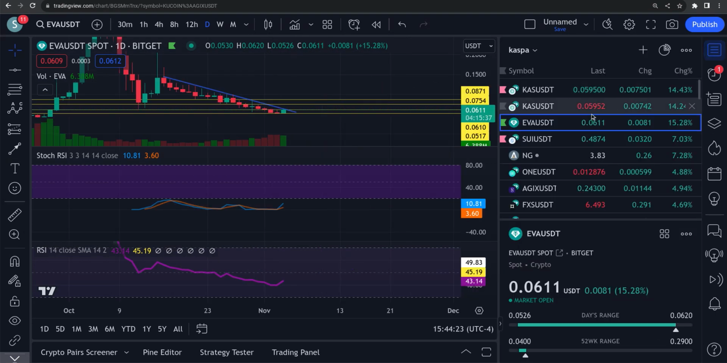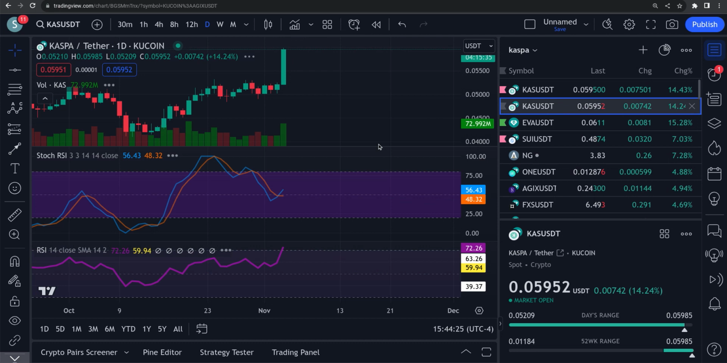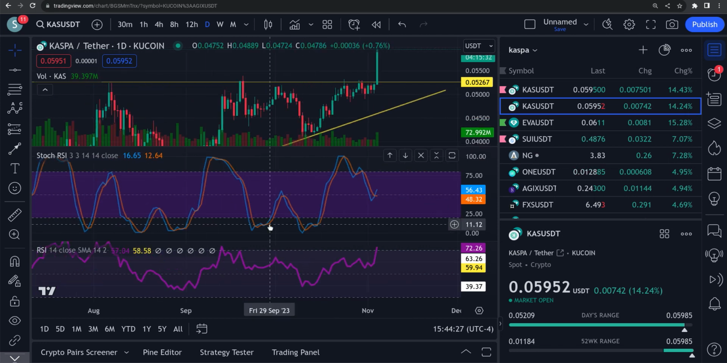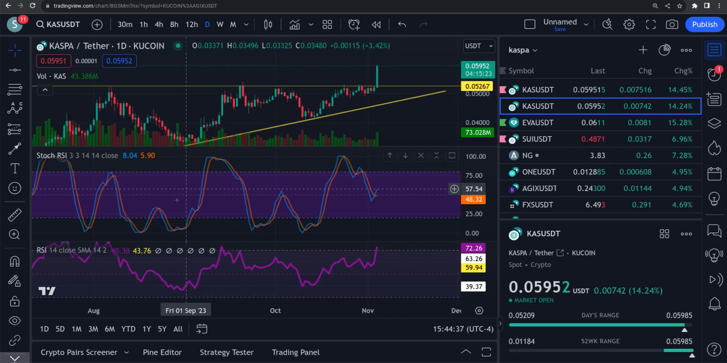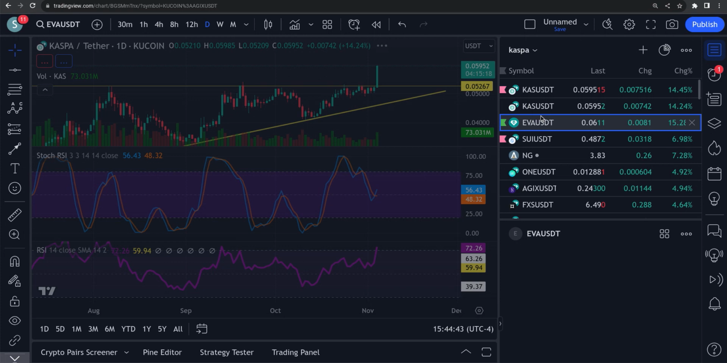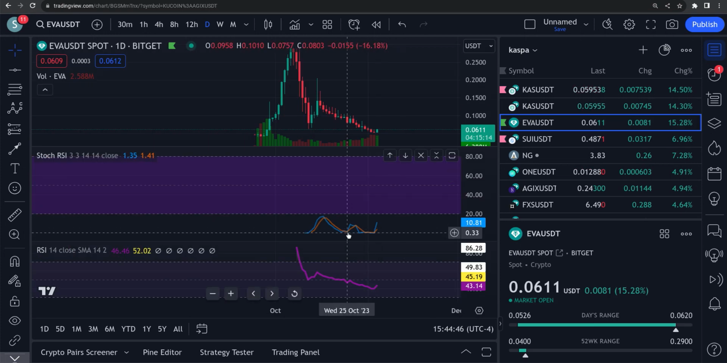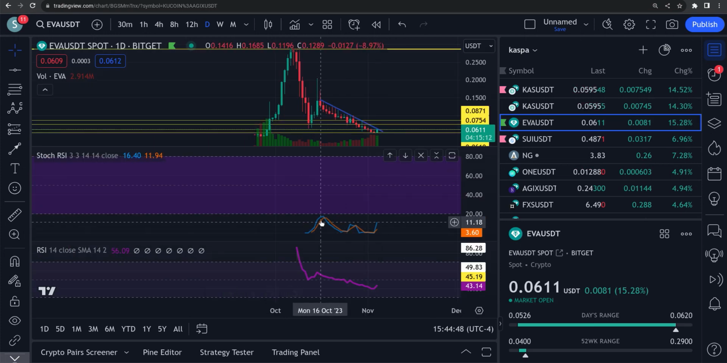Now let's go to Kaspa. Let's see how a regular RSI reacts when it's oversold. Price action should push up. Oversold, price action pushes up. Oversold down here, price action pushes up. That's the way an RSI works. Now this Evadore has not been reacting at all. Right here it did. You had price oversold, price action pushed up. You got oversold here, price action just kept falling.